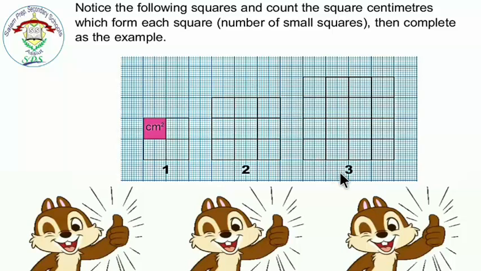Square number 3. This is a square centimeter. How many square centimeters in square 3? Please count with me. 1, 2, 3, 4, 5, 6, 7, 8, 9, 10, 11, 12, 13, 14, 15, 16. So, square 3 has 16 square centimeters. Side length of square 3: 1, 2, 3, 4. 4 centimeters.